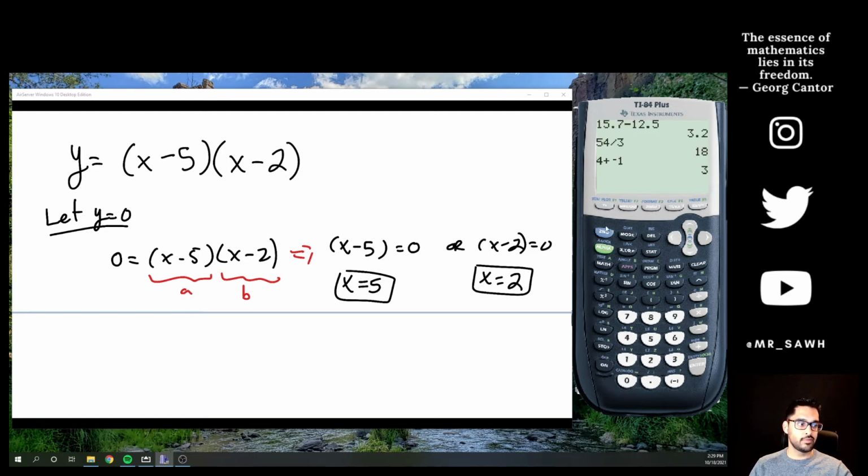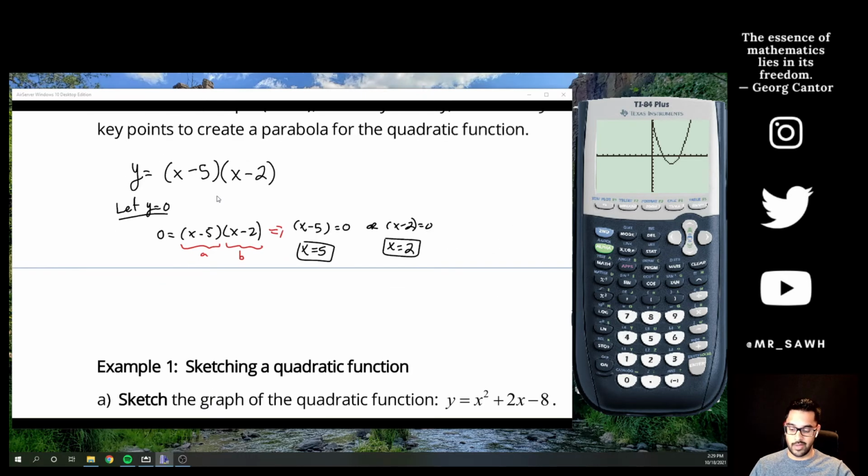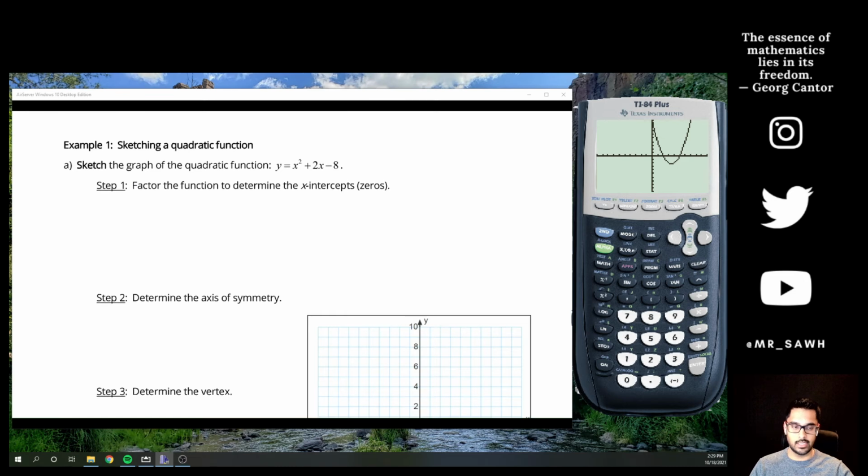If I even graph this, and I'll put it in in the factored form with the brackets, x minus 5 and x minus 2, what you'll see is, I've got to zoom out here. Oops, go back to normal. What you'll see is this graph has one of the x-intercepts on 2, just like we said it would, and the other one's on 5. 1, 2, 3, 4, 5, just like we said it would be. So if you can factor it, you can find the x-intercepts pretty easily.